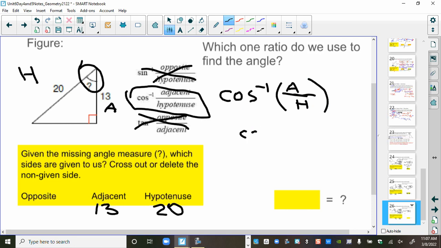So then it's cosine -1, and it was 13 over 20. Yep. And then again, just second cosine, and then just type 13 divided by 20, close parentheses. What did you say again? That's it. 49.45 or 49.46, that's all right. That's good for me.